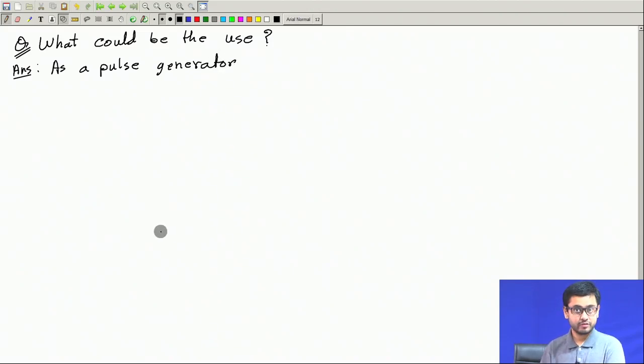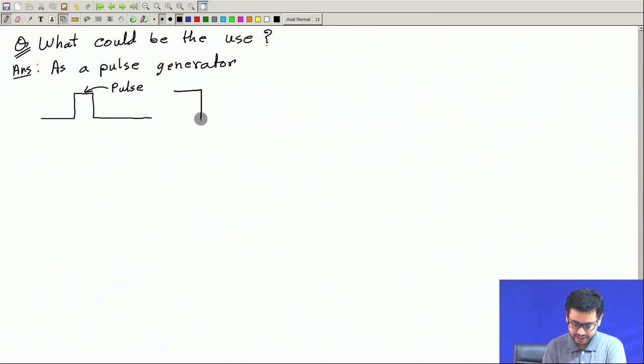First of all, what is a pulse? A pulse is a voltage like this. Say this is initially 0, and for a brief while it goes to positive. So, this is called a pulse. Similarly, this can also be a pulse. This is a negative pulse.